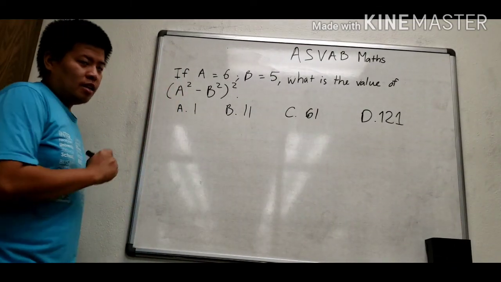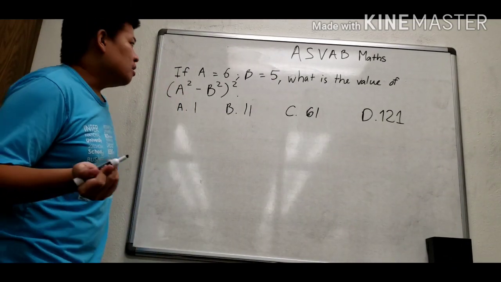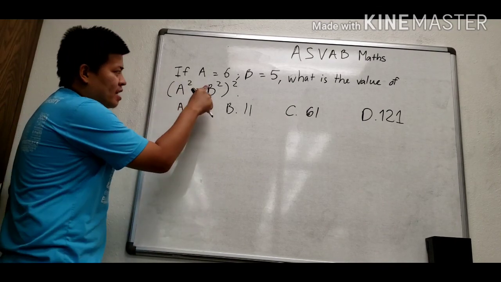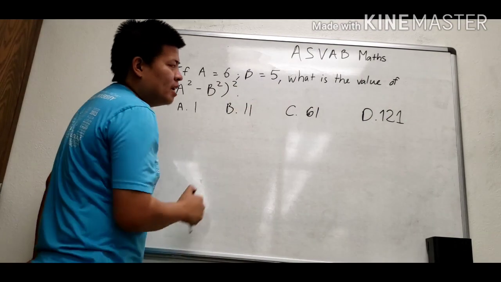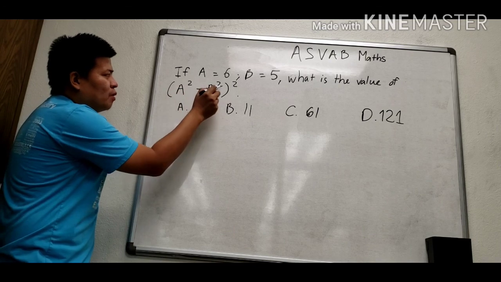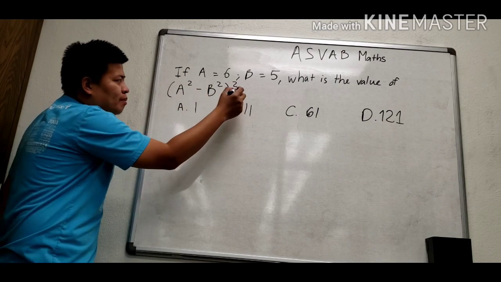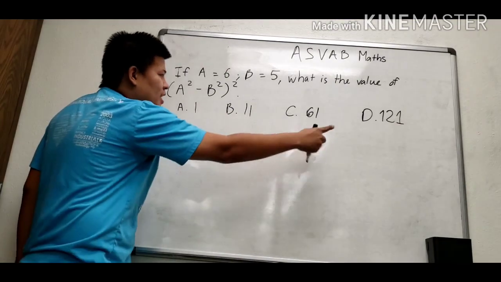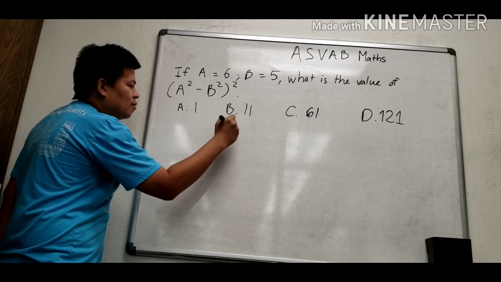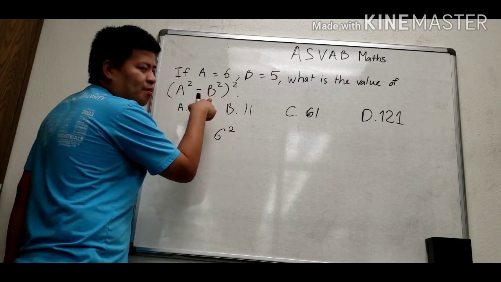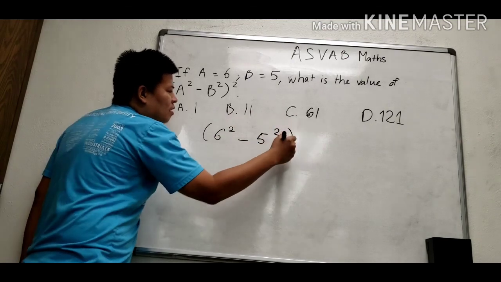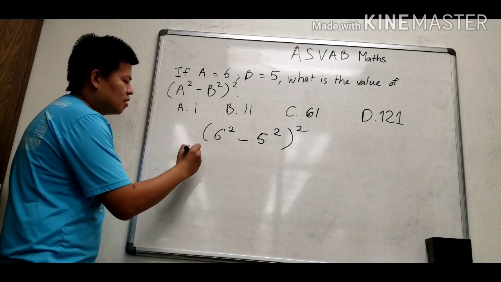But this one is on the ASVAB practice. So I will use a real example to show how to do this. If a equals 6, b equals 5, what is the value of a power 2 minus b power 2, closed in the bracket with power 2? We have choices a, b, c, d. We have a in here, that's about 6 power 2, and we have b in here, that's about minus 5 power 2, and we have power 2 in here.